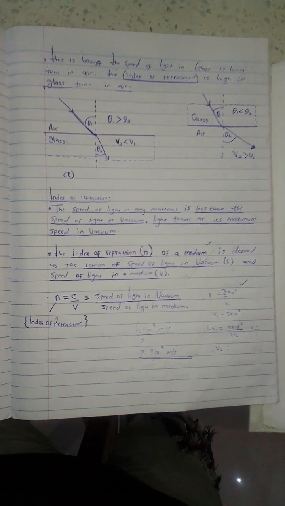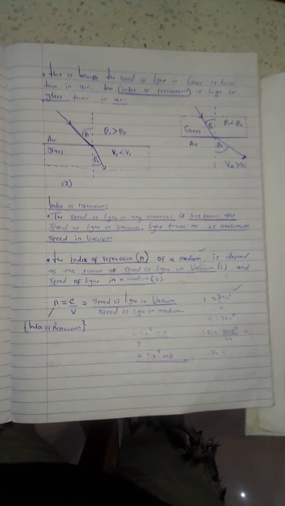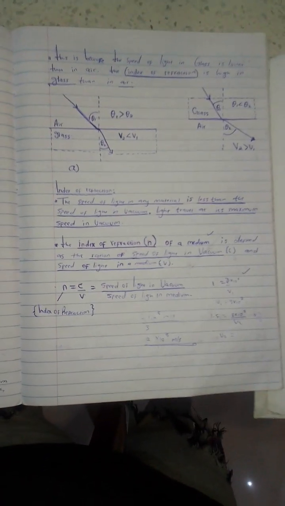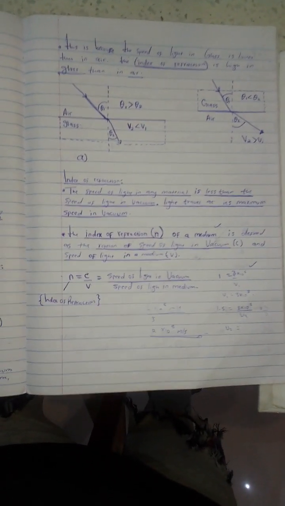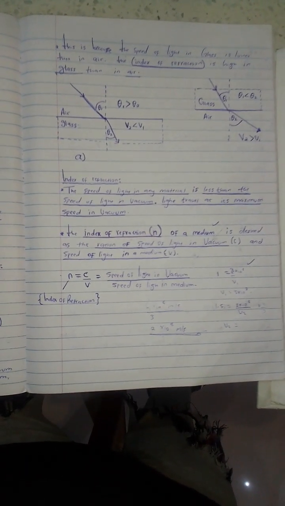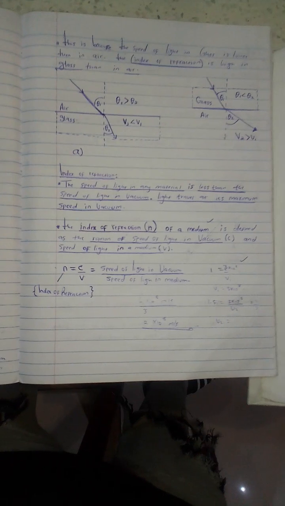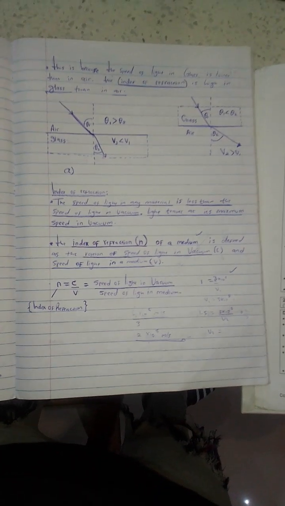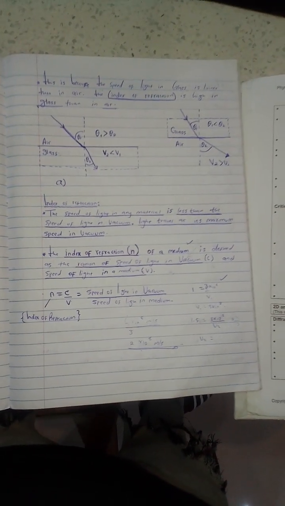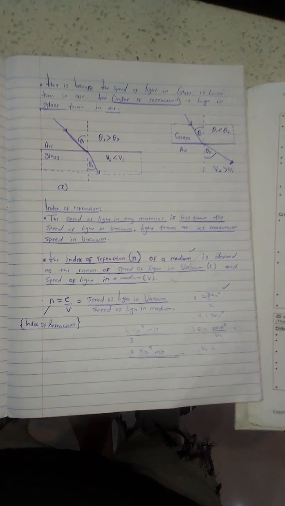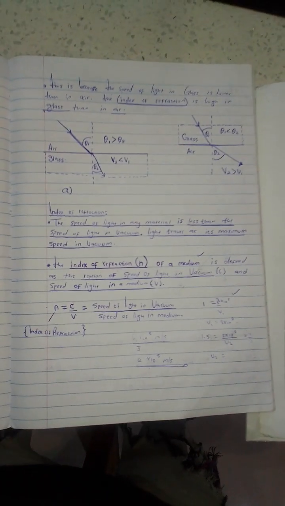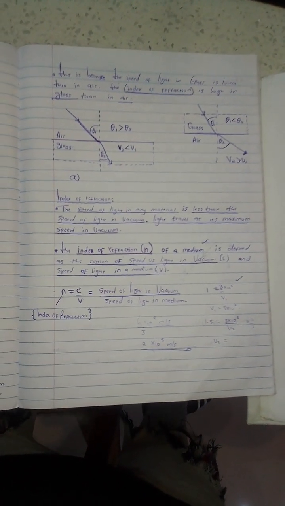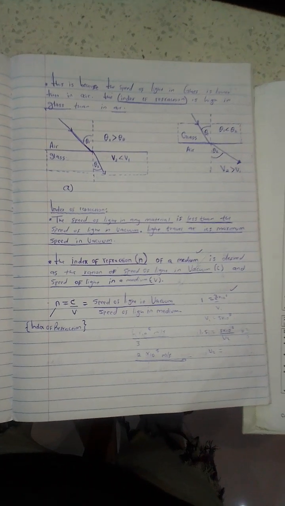Why is it like that? The speed of light in the second medium is lower because it has a higher index of refraction. The index of refraction is inversely related to the speed of light in the medium. Therefore, we can find the velocity: the speed of light in the first or the second medium will be equal to the speed of light in vacuum divided by the index of refraction.